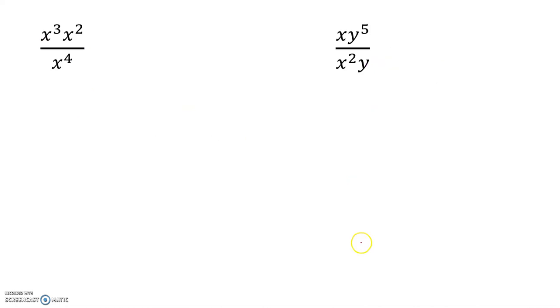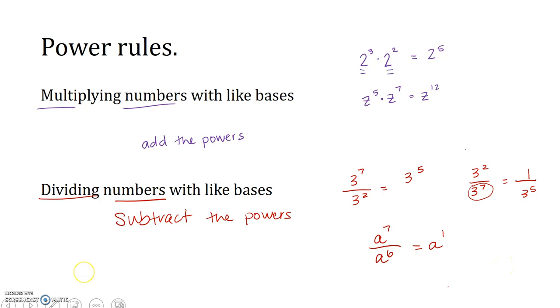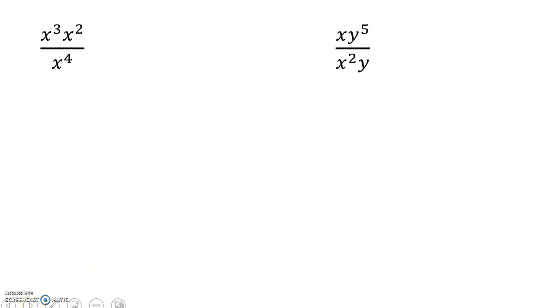It's the same with variables. If I had a to the 7th over a to the 6th, my answer would just be 7 minus 6, which is a to the 1st. This rule only works if your bases are the same. So if you have an x and a y, you can't combine x and y numbers together because they're not like terms. Let's look at a couple examples.